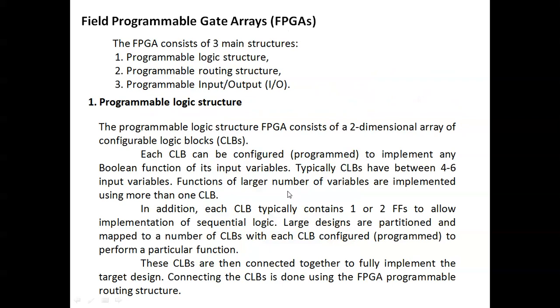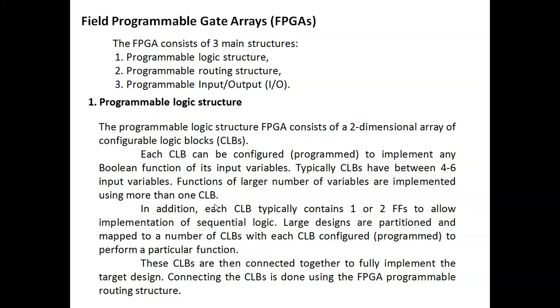Next one is field programmable gate array. So the FPGA consists of three main structures. One is programmable logic structure, another one is programmable routing structure, another one is programmable input and output. So programmable logic structure, FPGA. So it's a two-dimensional array of configurable logic blocks, and each CLB is configured to implement a Boolean function of n input variables.